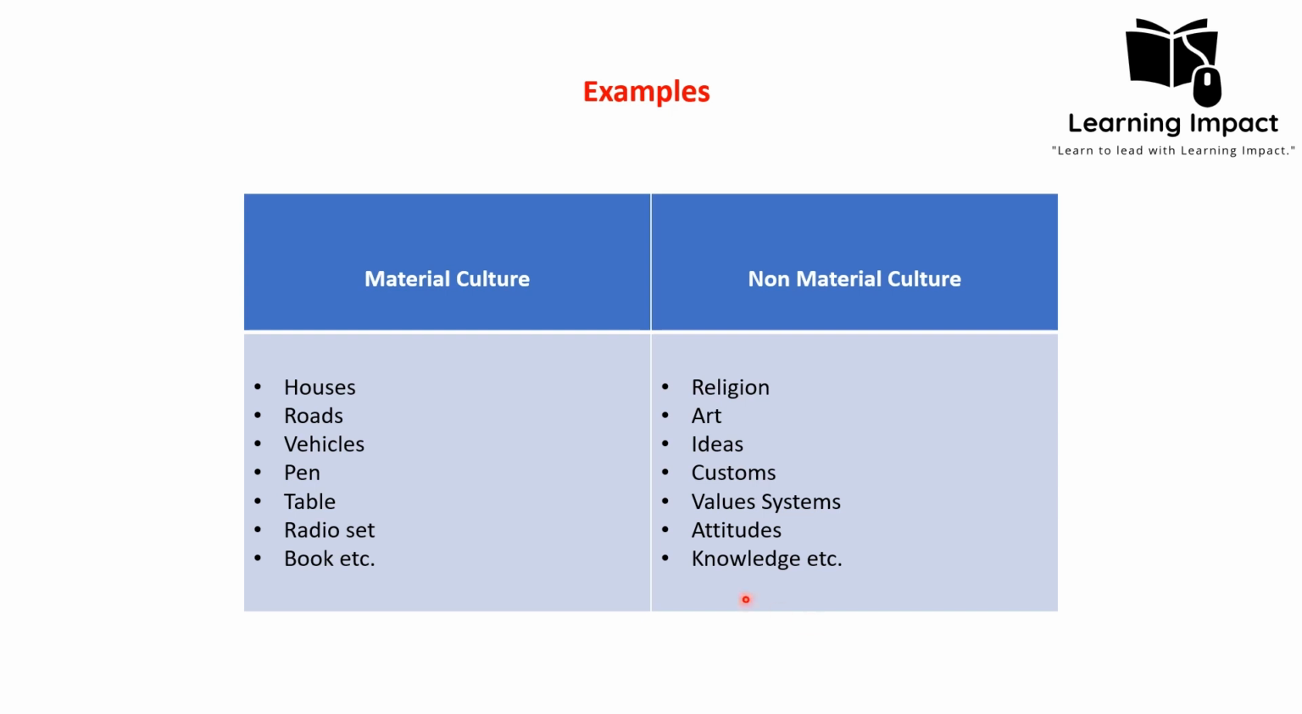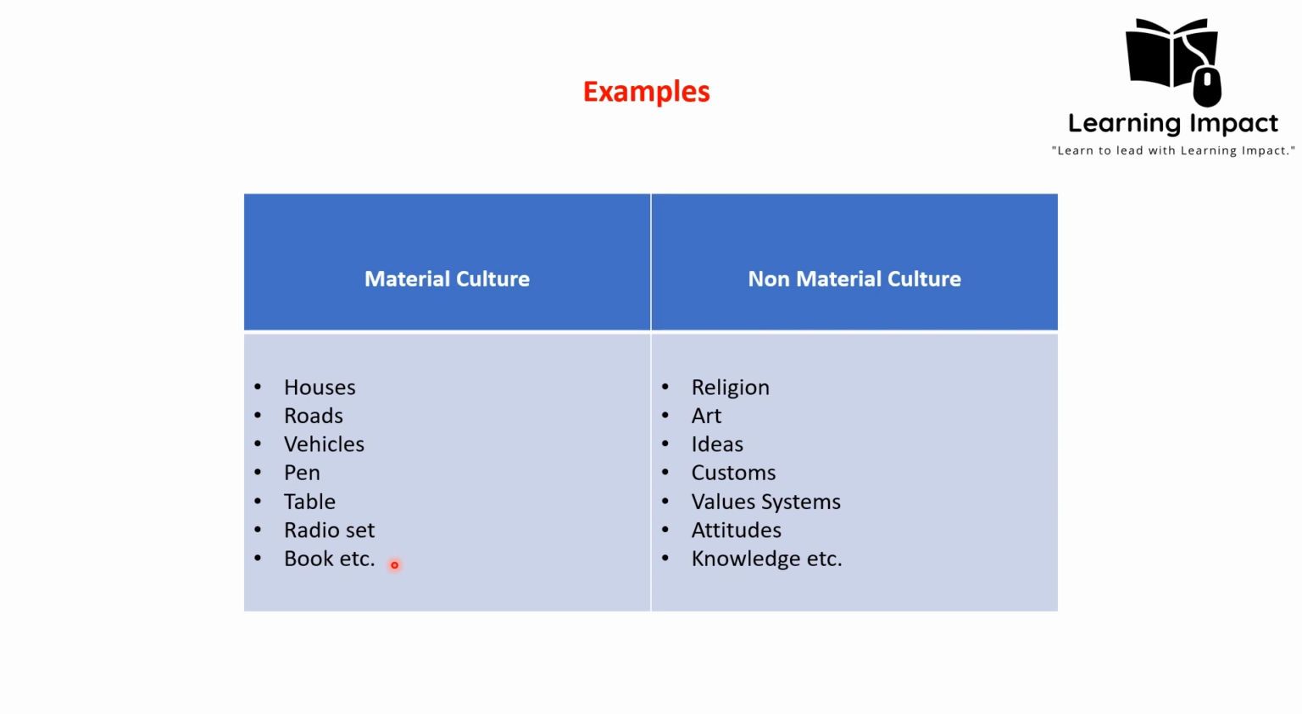Okay, then we have some examples of material and non-material culture. As we discussed, any physical object which you use. So for example, the house in which you live, the road on which you walk, the vehicle which you use for transportation, the pen you use for writing, the table you use for placing something, radio set you use for information, and book which you use for reading. So this is all our material culture.